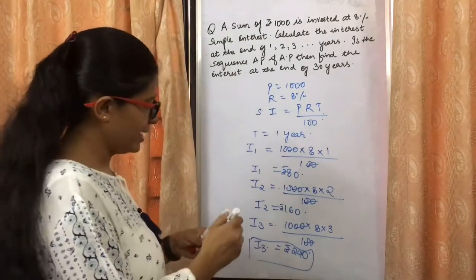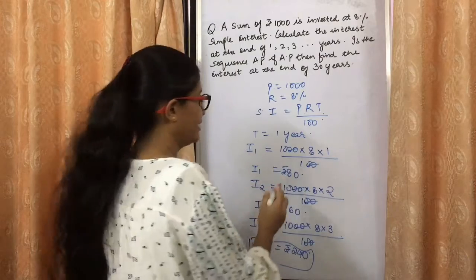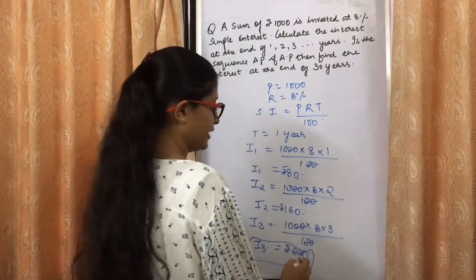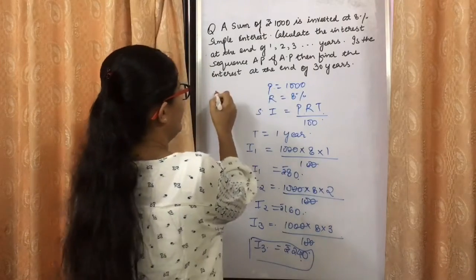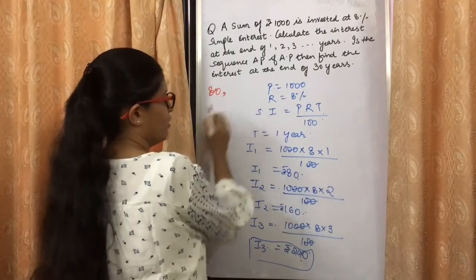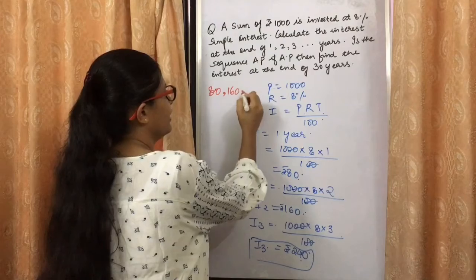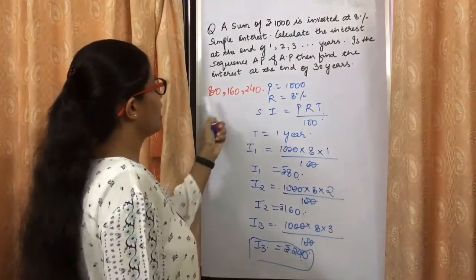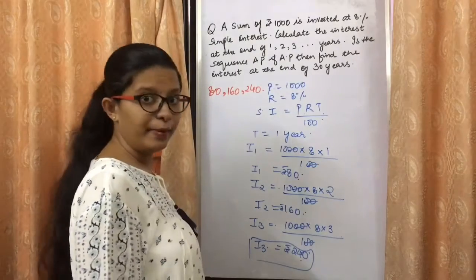Can we arrange it like that? At the first year, we have rupees 80. At the second, we have 160. At the third, we have 240. So can we write it like this: 80, then 160, then 240, and so on. Can we say this series is an AP or not?